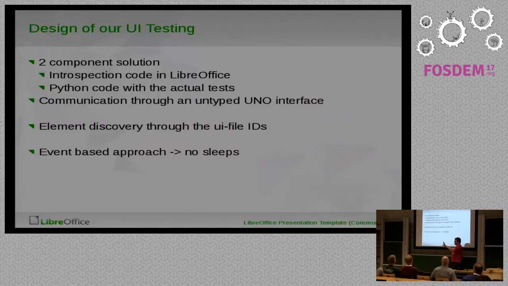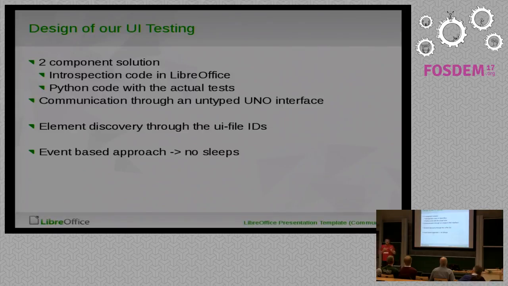Element discovery, so finding a UI element, for example, a button in a dialog, happens through the IDs that we have in UI files. The advantage of using the IDs is that they should be stable and that they are locally unique. So if you have a dialog, it should be unique. And if you move, for example, the button to a different place in the same dialog, you should still get the same button by going through the ID.